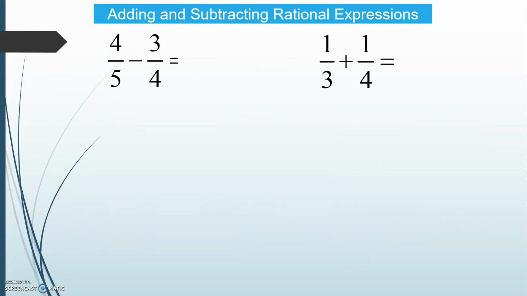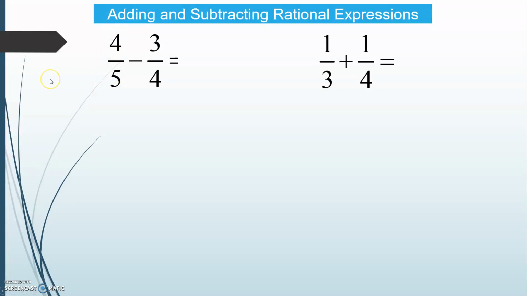We also are going to add and subtract. So let's review what we did. We find our common denominators. So the least common denominator between 5 and 4 is 20. And so what we need to do is multiply the top number and the bottom number by the same number. So in order to get 5 to become 20, I have to multiply by 4.